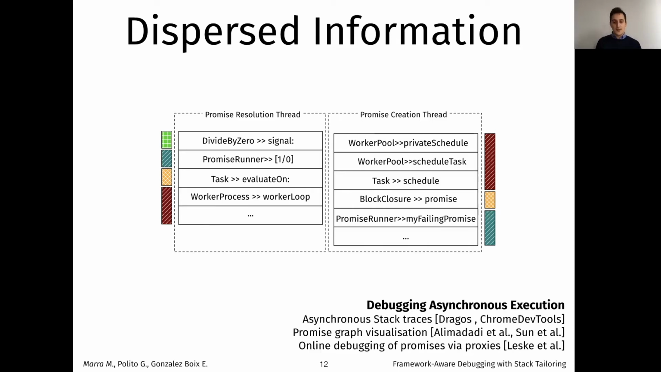State-of-the-art deals with this in different ways. Some approaches include the use of asynchronous stack traces to provide a stack trace including both of the stacks, or some visualization to show the state and the propagation of the promise, or to provide online debugging of promises by linking the two stacks using proxies.